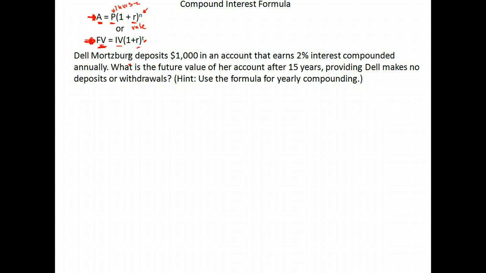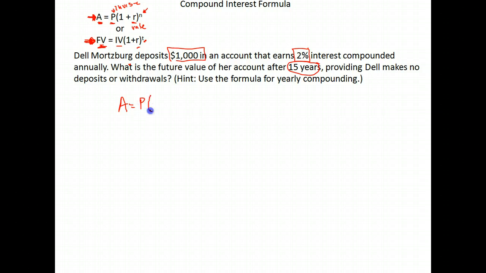Let's try one of these out. It says Del Mortzberg deposits $1,000 in an account that earns 2% interest compounded annually, so each year. What is the future value after 15 years? She makes no deposits or withdrawals, just leaves that money in the account.